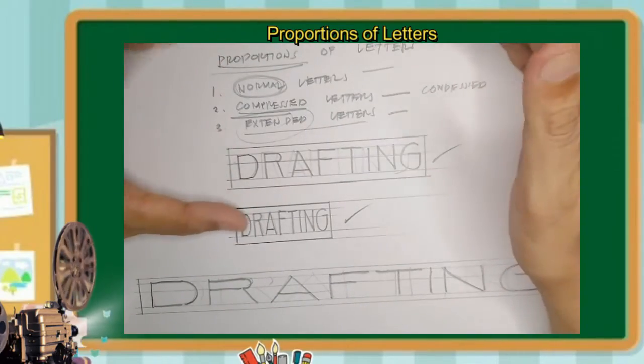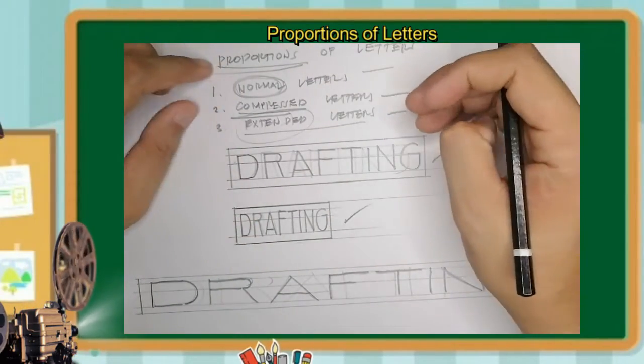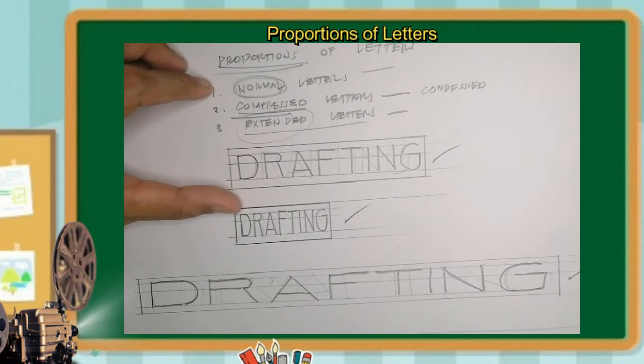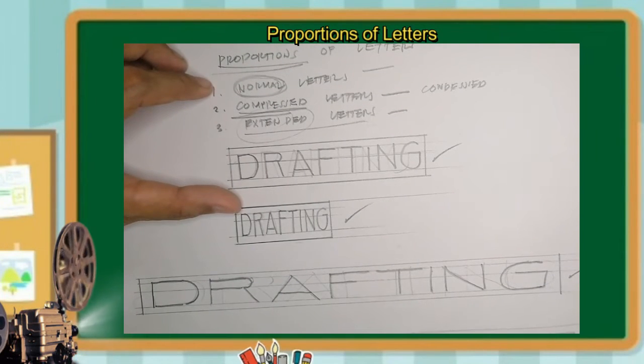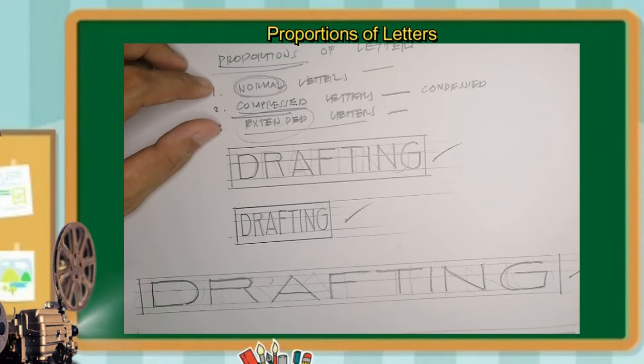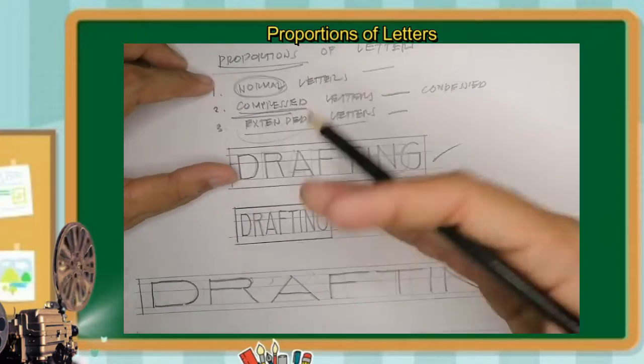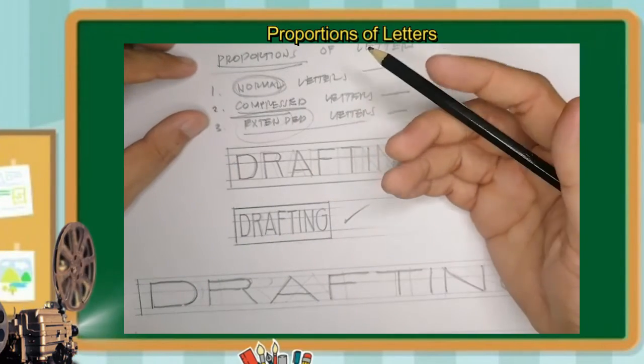So why is the proportion of letter important? Because, class, when we get to house planning, when we make the plates, the plate on our tracing paper or drawing paper, there are times when your name is very long and the space is very limited. So what are you going to do?